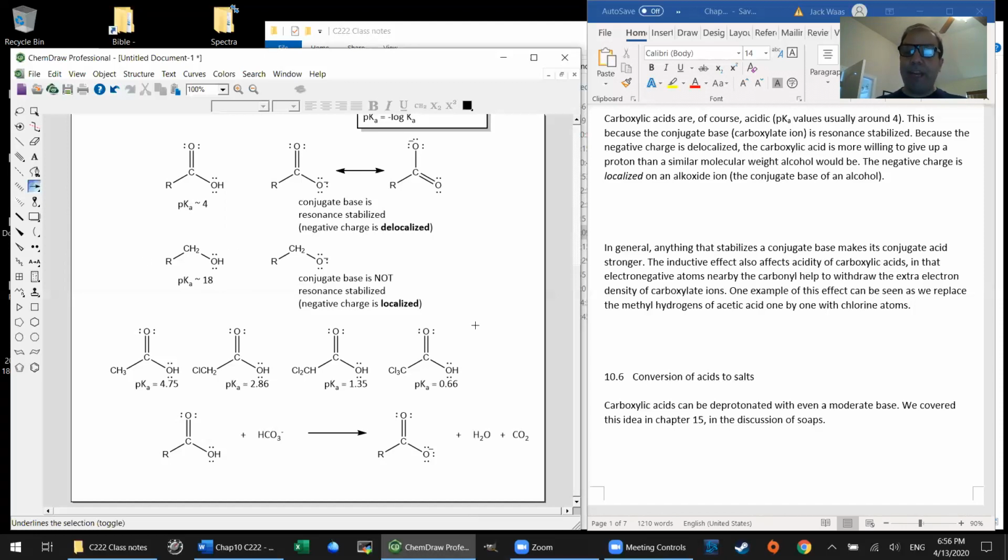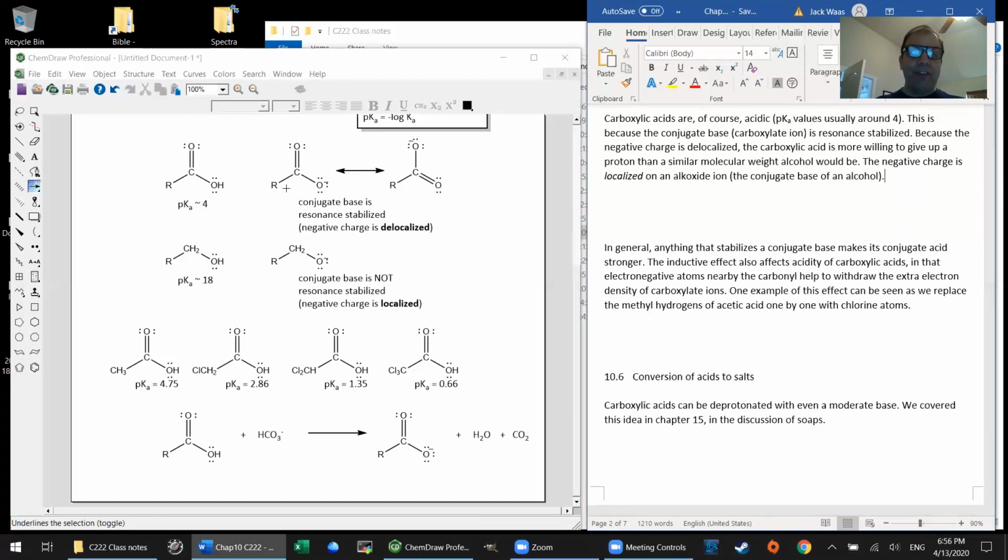So that's an explanation of why carboxylic acids are so acidic. And an important principle, I've put it here in your class notes. In general, anything that stabilizes a conjugate base makes its conjugate acid stronger. There are no exceptions. And so in order to understand that, you need to have a very clear understanding of these terms, conjugate acid and conjugate base. Remember, they come together. They're always a pair. You always have both one and the other.